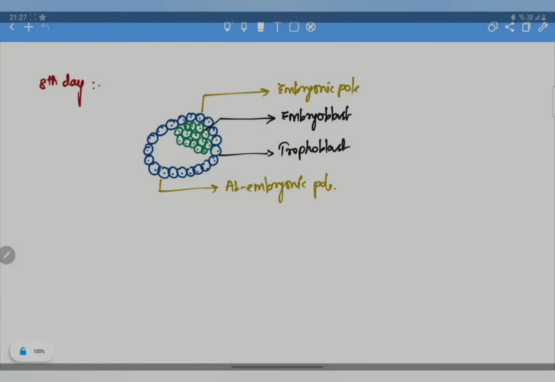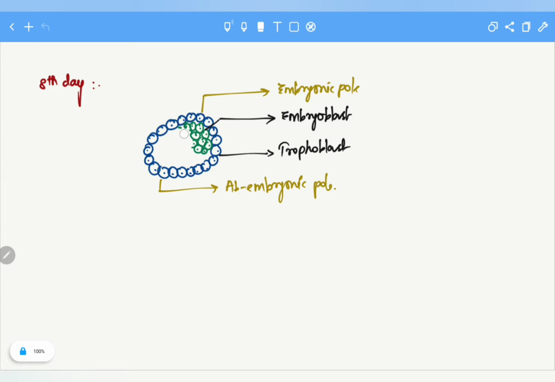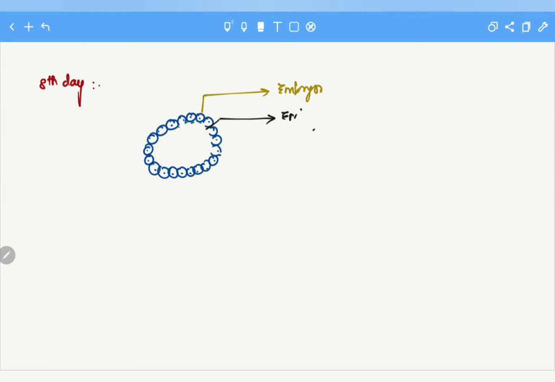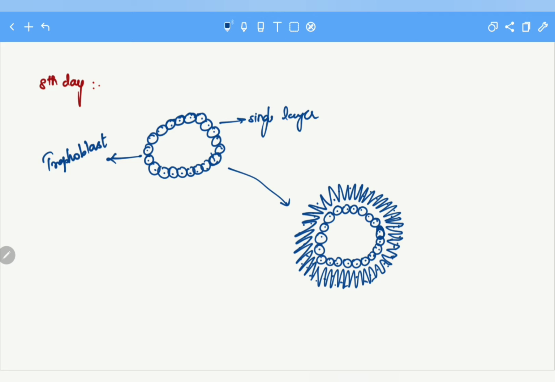I'm just removing the embryoblast. That means we are now going to focus only on the changes that happen in the trophoblast. What are all the changes that happen to the trophoblast during the 8th day of embryonic development? During early embryonic development, the trophoblast is just a single layer. As time passes, the trophoblastic cells develop into two layers of cells.